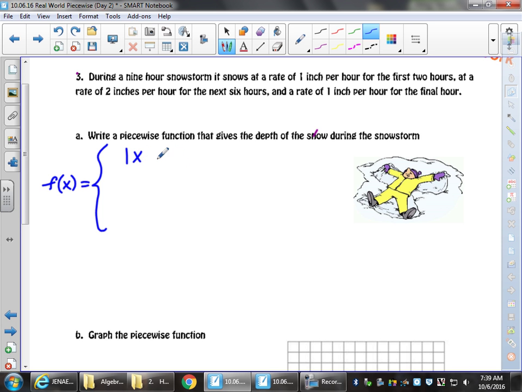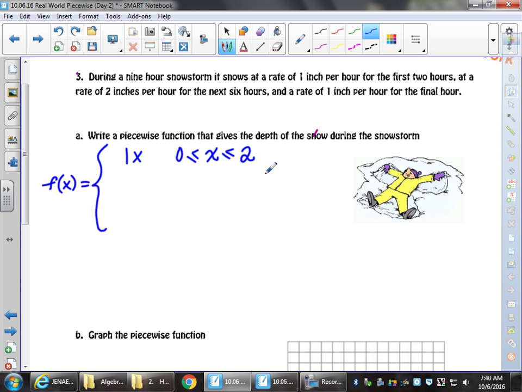So it's 1 inch per hour for the first 2 hours. How do I represent the first 2 hours? x between what and what? 0 and 2. Raise your hand if we had that. Good. If we didn't have that, do we have questions right now? Would you be wrong if you just put a 0? It would be minus a little bit, because we have to realize that we can't have negative time. So, just a little bit.